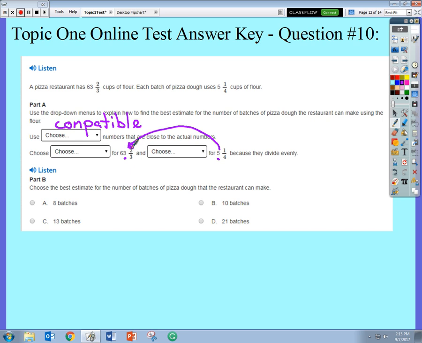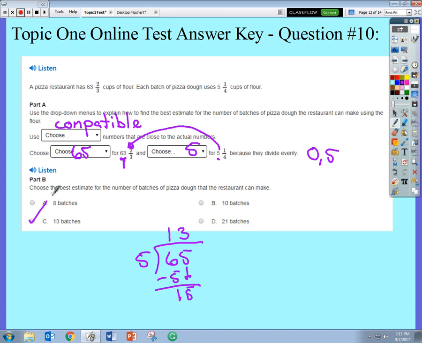How many times does this go into this? Now, I know that 5 goes into any number that ends in a 0 or a 5. I am going to estimate this to be 65 and this to be 5. 65 divided by 5 gives me 1, which is 5. That's a 1. Bring down the 5. And 5 goes into 15 3 times. What's the best estimate? 13.